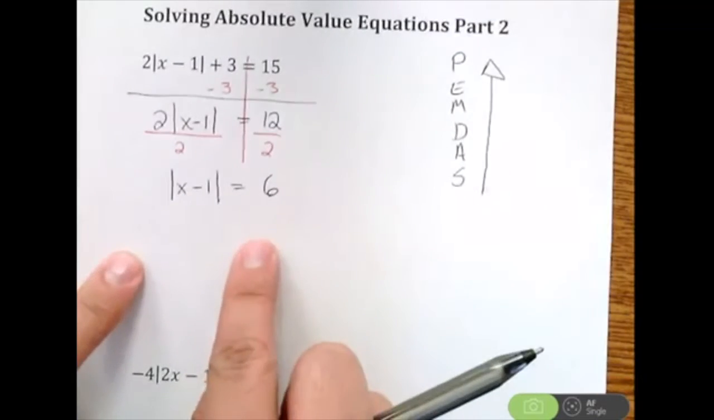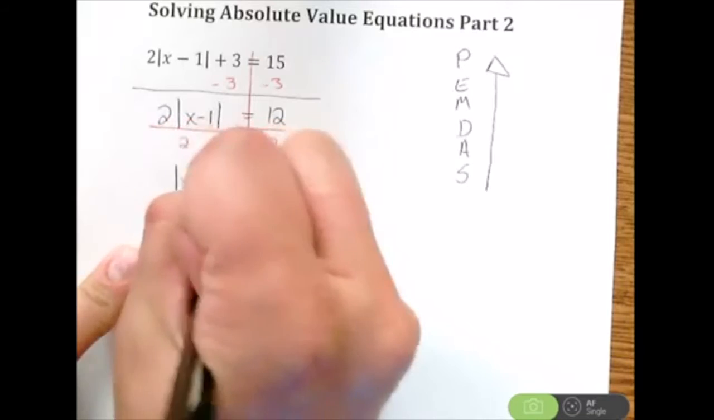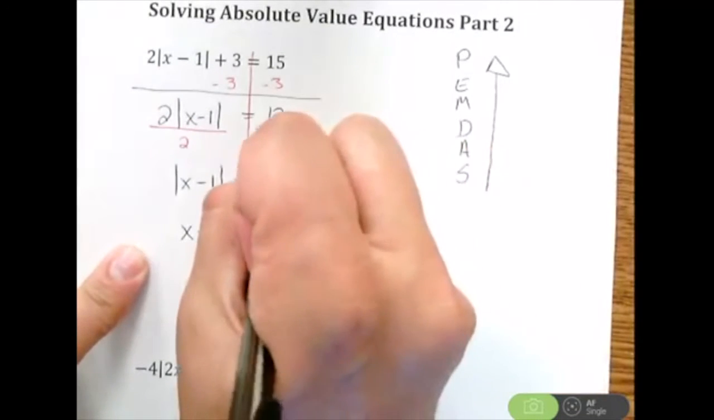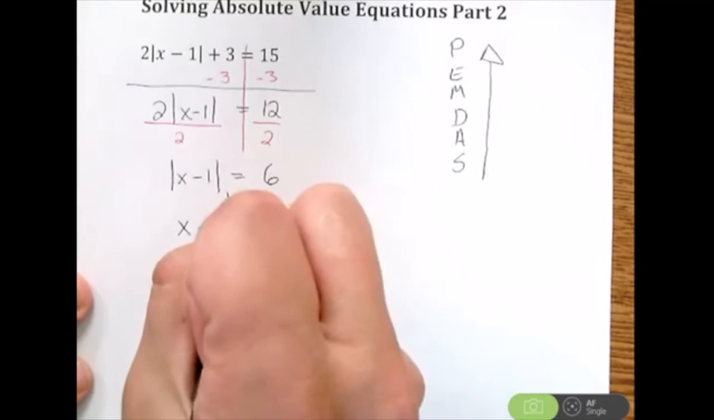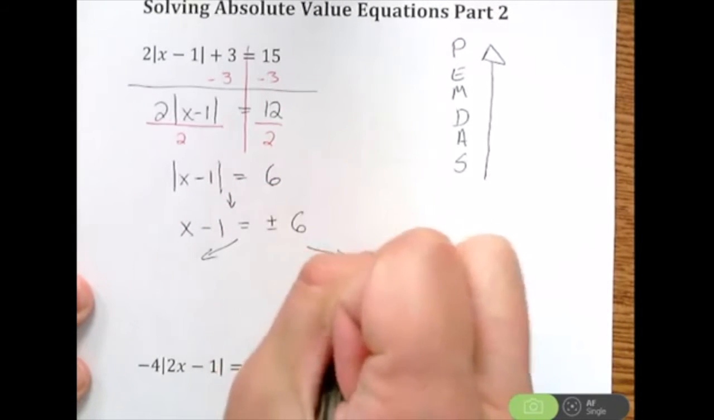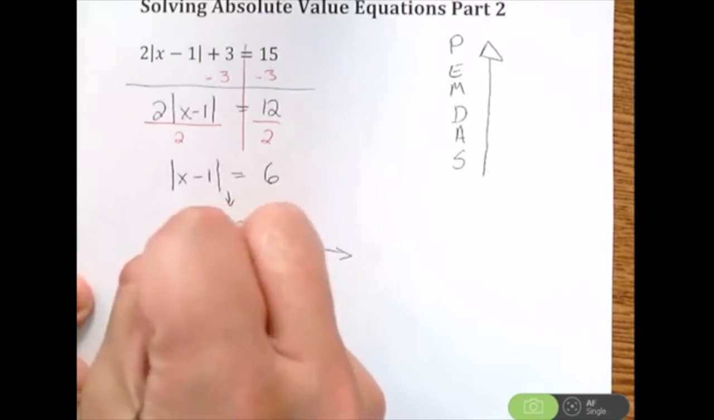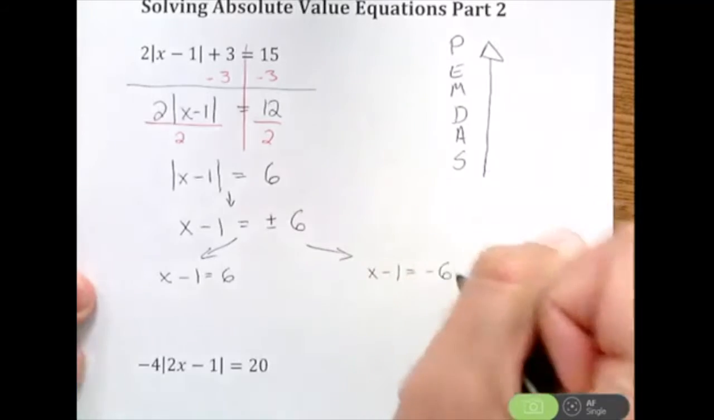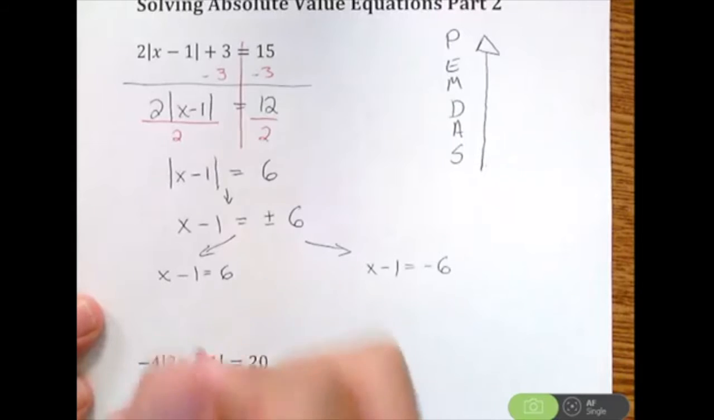Now all that's left is the absolute value. To get rid of it, we can do that, x minus 1, but then we take the right side and put a plus or minus on it. So we get plus or minus 6. Then our last step, if you remember from part 1, is we're going to split this up into 2 equations because there's both a positive and a negative 6 here. So we're going to have x minus 1 equals 6 and x minus 1 equals negative 6. Then we just solve these 2 basic equations and we will be finished.